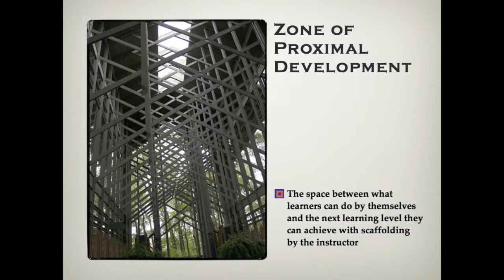In the middle of the forest stands a glass chapel, filled with the intricate scaffolding that supported its internal construction until its completion. The zone of proximal development is the space between what learners can do by themselves and the next learning level they can achieve with scaffolding by the instructor. As the learner's abilities increase, the amount of scaffolding should decrease to the point that the learner is able to complete the task or master the concepts independently.